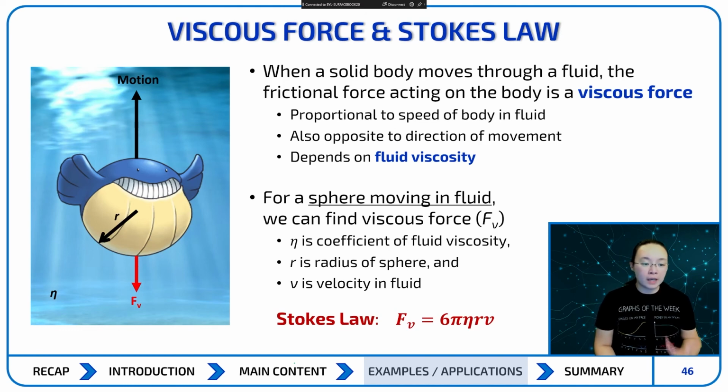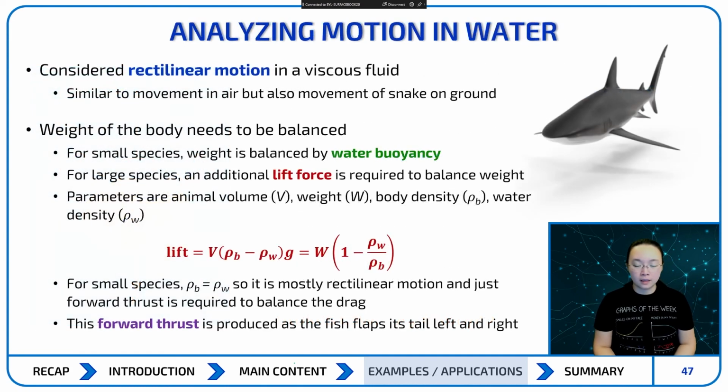So we have eta, or η, being the coefficient of fluid viscosity. You have r being the radius of the sphere, or how thick the Wailmer is. And then v is the velocity of Wailmer in the fluid, or the spherical whale. So Stokes' law basically gives you your viscous force. It's equal to 6π times the coefficient of fluid viscosity times r, the radius, and then multiplied by v, the velocity inside the fluid. So that is an important equation to know, because you might have to be able to solve for how much viscous force is acting on a body in water.